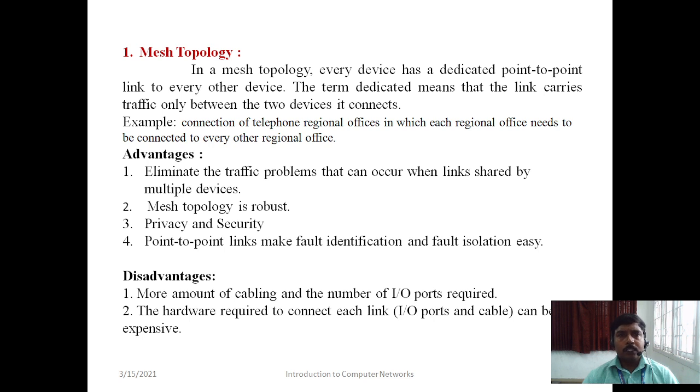What actually is mesh topology? In a mesh topology, every device has a dedicated point-to-point link to every other device. The term dedicated means that the link carries traffic only between the two devices it connects. So the name itself, it's a dedicated connection. It's point-to-point. You may have 10 devices in your room, in your laboratory. What happens in the mesh topology? Every device is connected to each other. That is what mesh topology is. It is a dedicated point-to-point link to every other device.